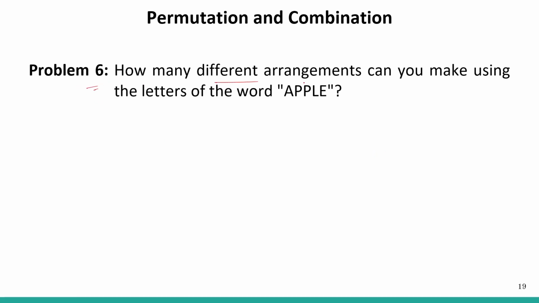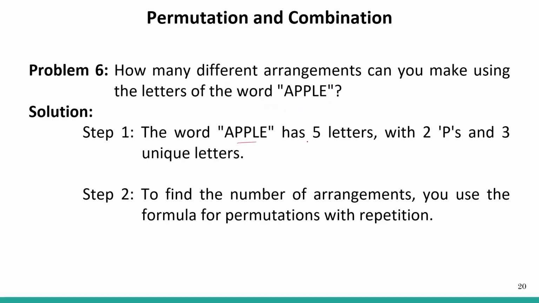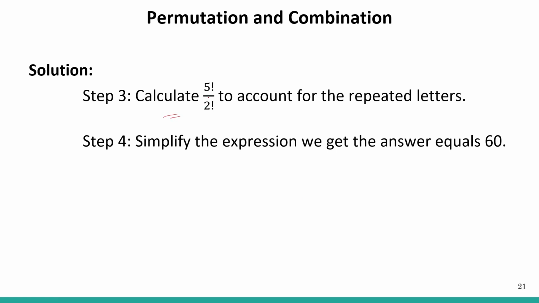In how many different arrangements can you make using the letters of the word apple? So you have the word apple, A-P-P-L-E. P is repeated twice. So the word apple has 5 letters with 2 P's and 3 unique letters. To find the number of arrangements, you use the formula for permutation with repetition. So calculate 5 factorial by 2 factorial to account for the repeated letters. Simplifying the expression, we get the answer.